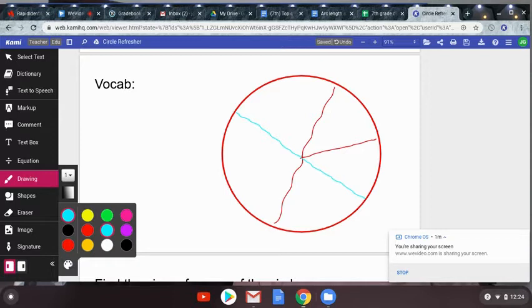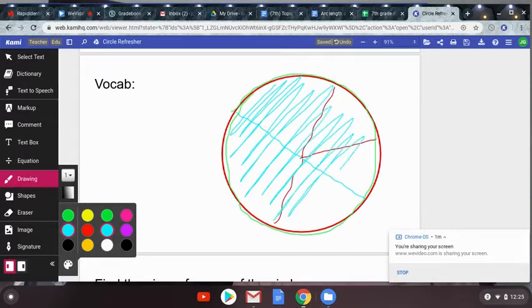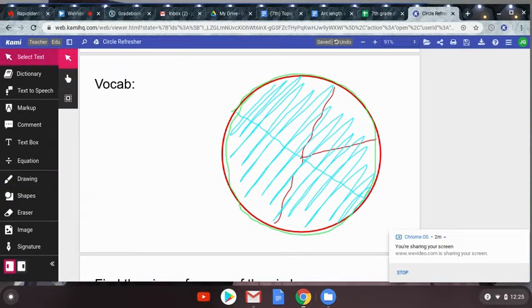Now, when I say I want to know the circumference of a circle, that's this distance around. If I was to take a string and put it all the way around the circle and then measure how long that string was, that is the circumference. The area of a circle is the space inside. So how much fits inside the circle is the area. So I think we're ready to go ahead and get started.